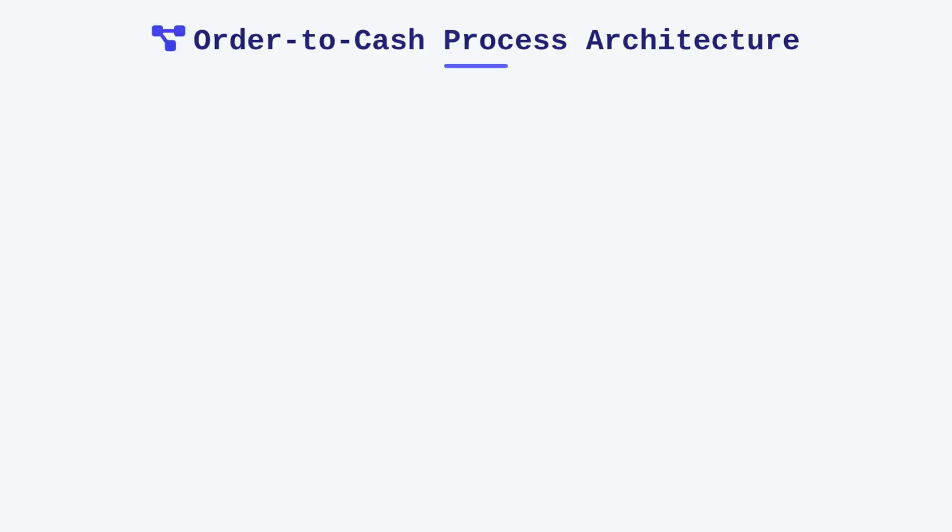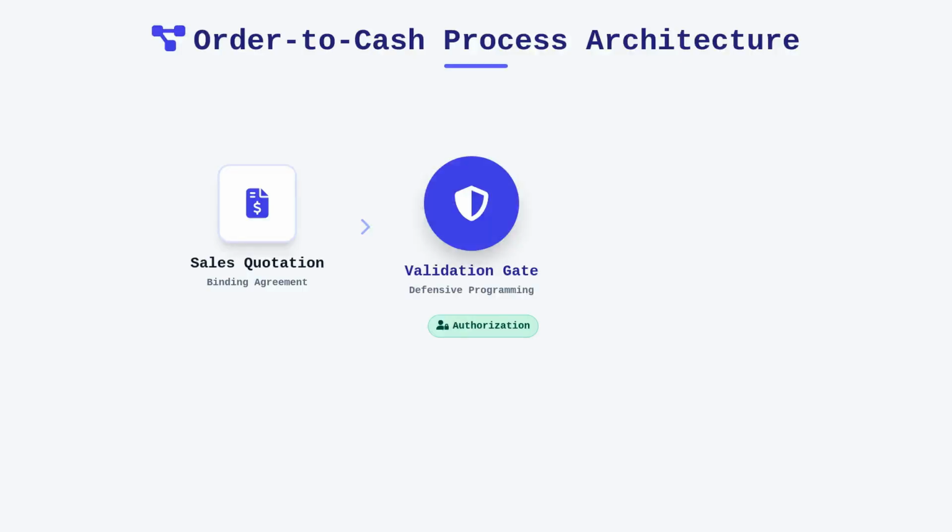The order-to-cash process is fundamentally a state machine that necessitates strict adherence to business rules, starting long before a physical item leaves the warehouse. When we configure a sales quotation, we are not just entering data. We are establishing a binding agreement that must undergo specific validation steps, such as credit limit checks and authorization hierarchies. If a customer exceeds their allocated credit, the system must trigger an override workflow that requires a specific level of management authorization before the order can transition into a confirmed status.